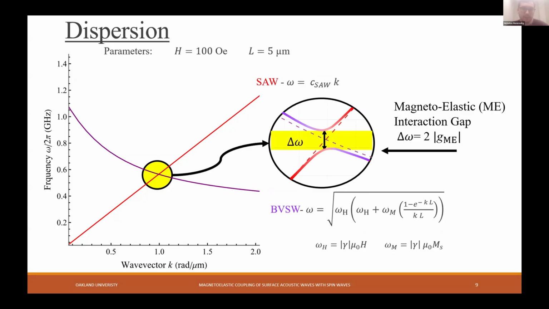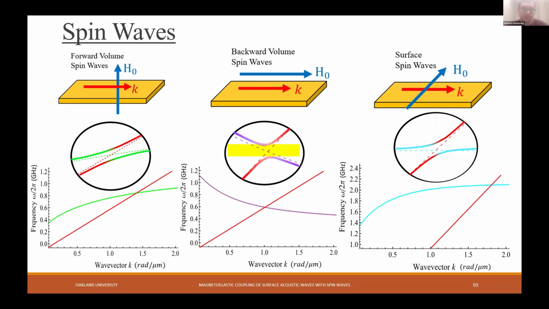It actually opens up a forbidden band gap frequency where if you were to excite a wave of this frequency, it would be immediately converted into the other wave. Again, this situation is very unique for the backward volume spin wave, as it does not happen in either of the other cases.